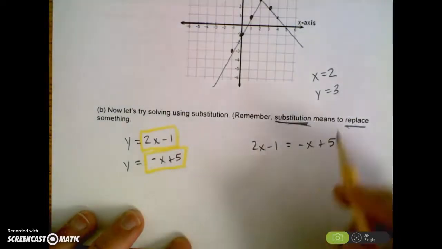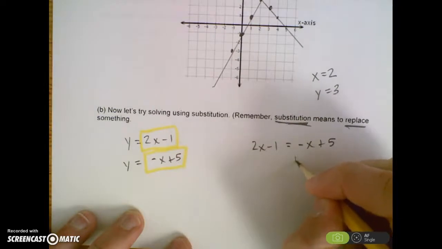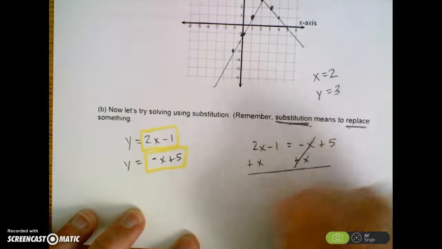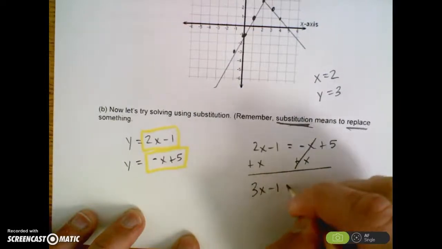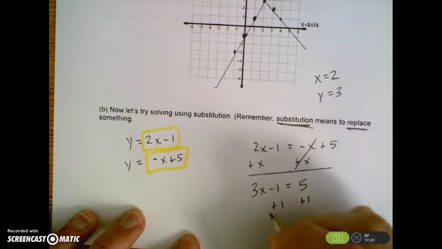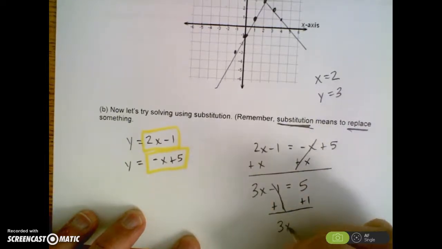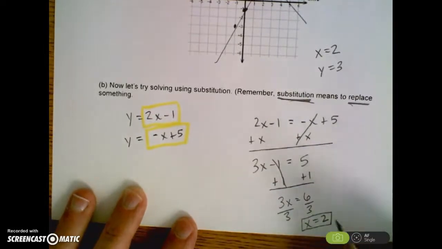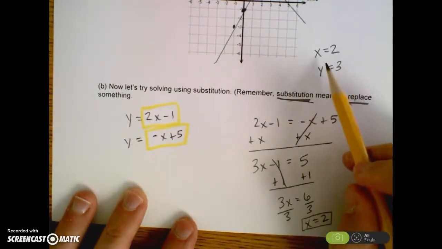And now, since I have this, I can solve for x. I will add x to both sides. I don't like seeing negatives, so I'm just going to take care of that. So I get 3x minus 1 equals 5. Add 1 to both sides. 3x equals 6. Divide by 3. x equals 2, which is the same answer that we got up here.